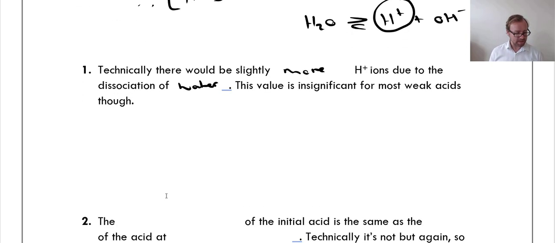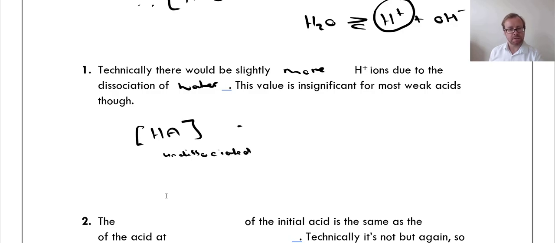And the second assumption we make is that my concentration of my acid, which is undissociated, is equal to the concentration of the acid at equilibrium.